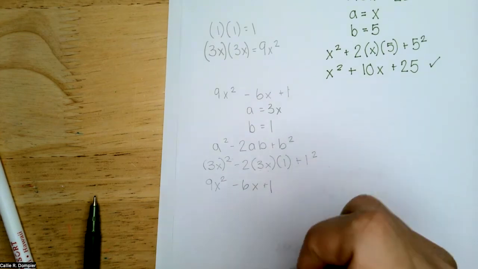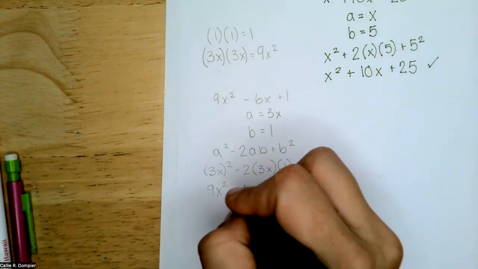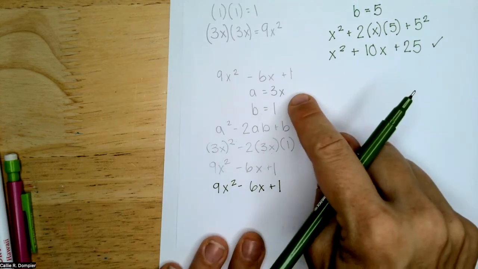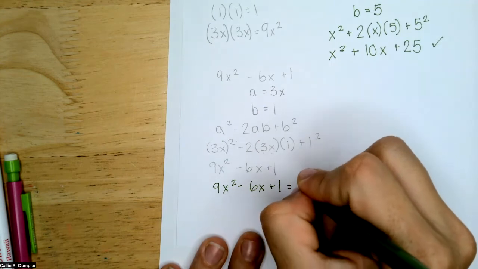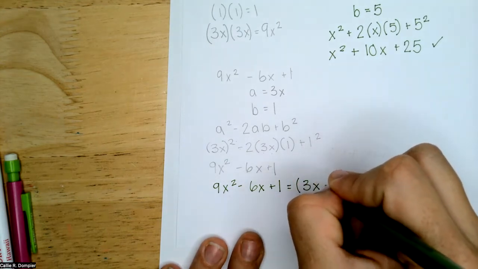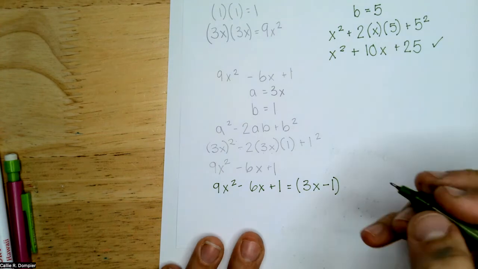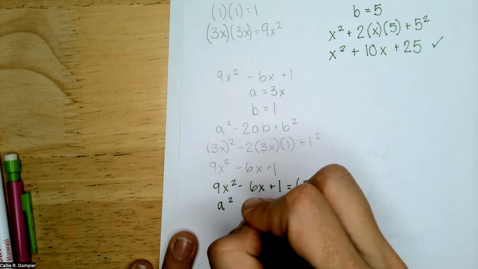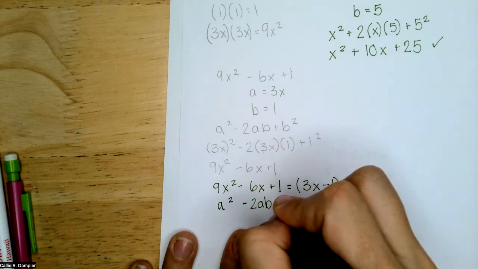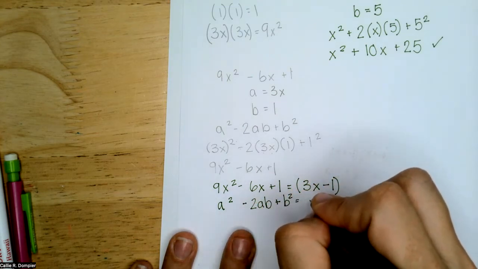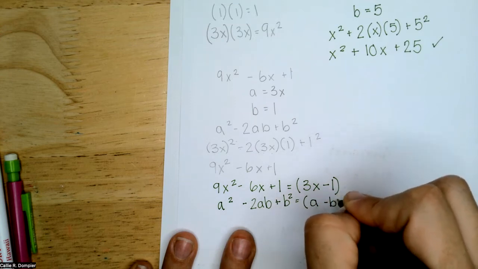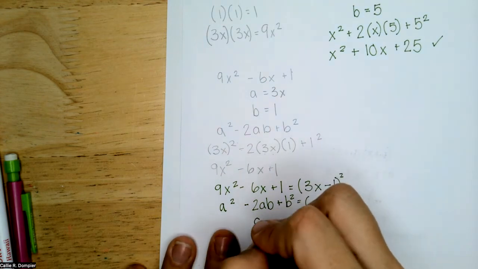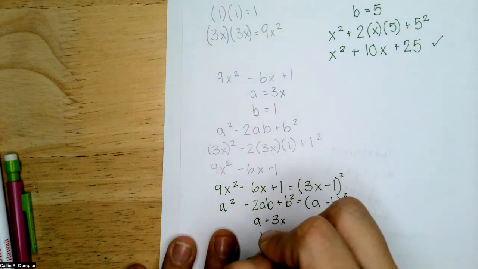So our perfect binomial answer to 9x squared minus 6x plus 1: we said that a is 3x and b is 1. That means I have (3x minus 1) squared. This is a squared. This is minus 2ab. This is plus b squared. And this is a minus b, sorry, I forgot the squared. Good. When a is 3x, b is 1.